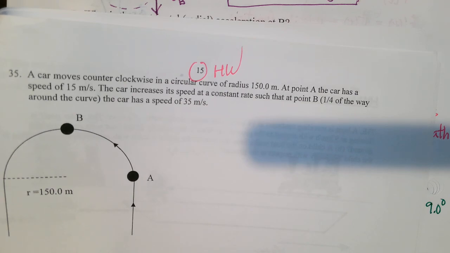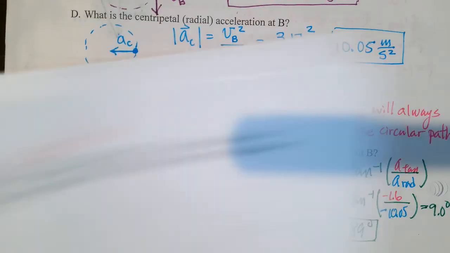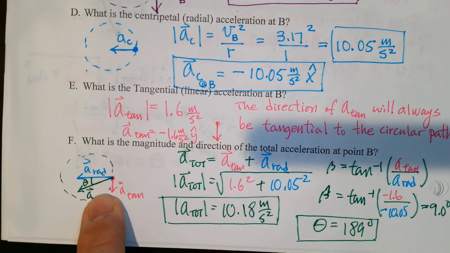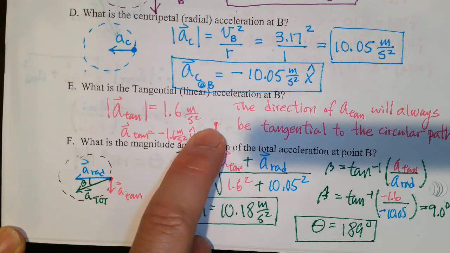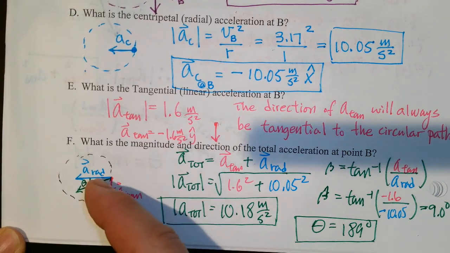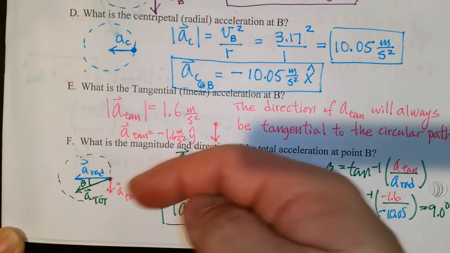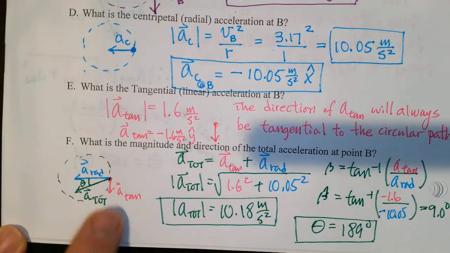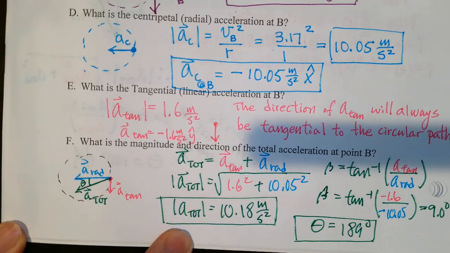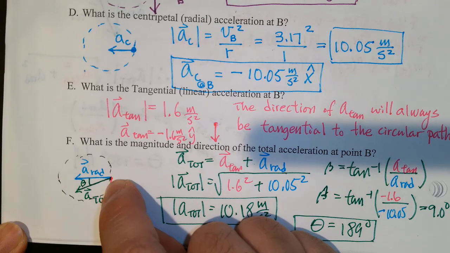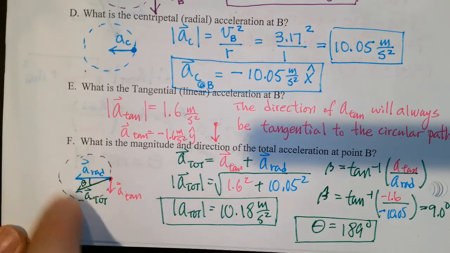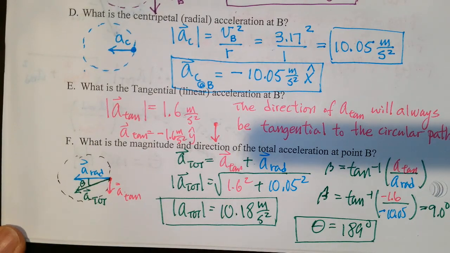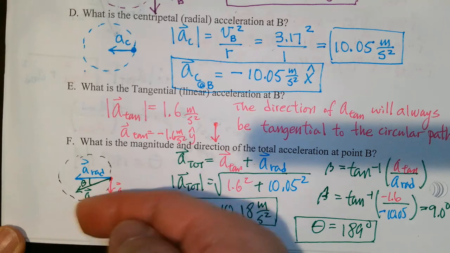How did you know that beta was in the third quadrant? Look at the way it's pointing. If it's pointing this way, it's first quadrant. If it's pointing this way, it's second quadrant. If it's pointing this way, it's third quadrant. If it's pointing this way, it's fourth quadrant. So think of this as the origin. Wherever you're looking from is the origin. And it's pointing in the third quadrant.